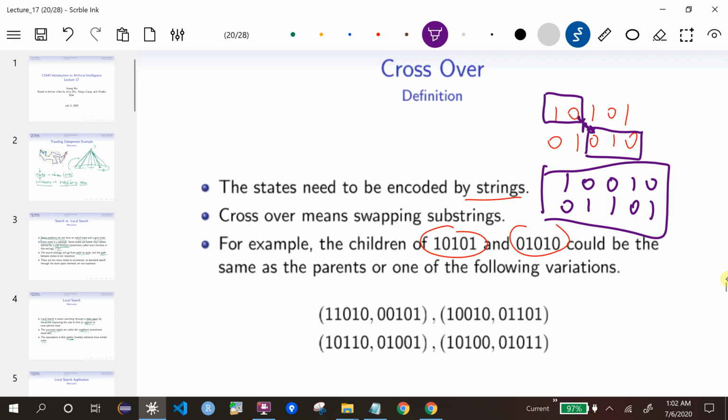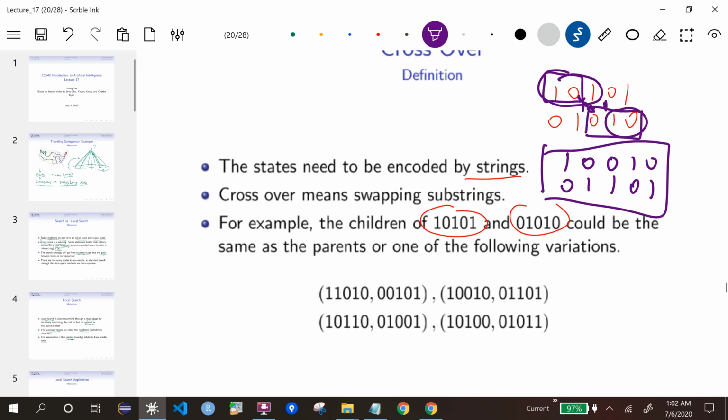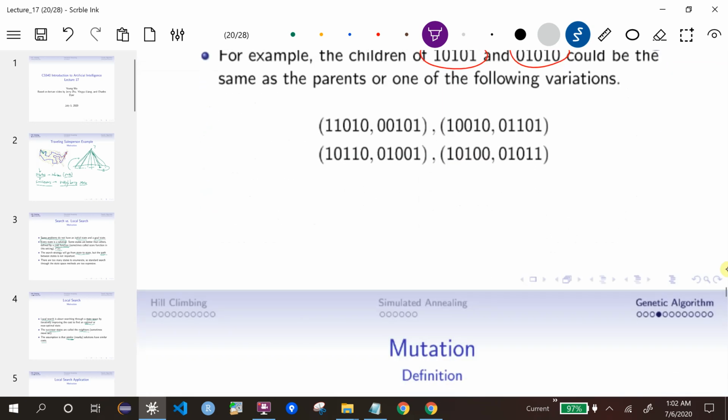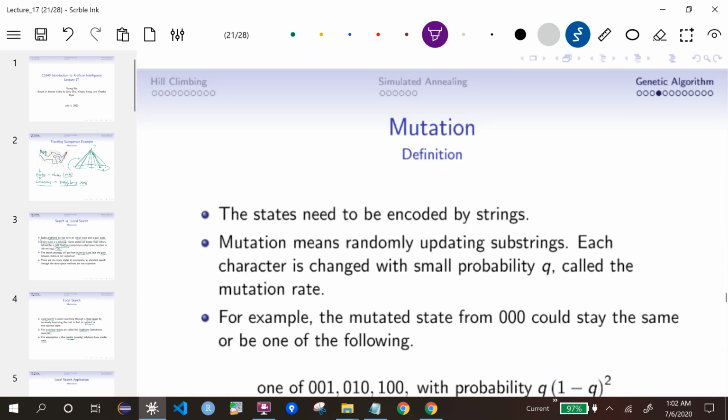So if we cross over at a different point, we can use the first part, this part, plus that will be one of the children, and so on. So that's what we mean by crossover, usually for most of the problems.